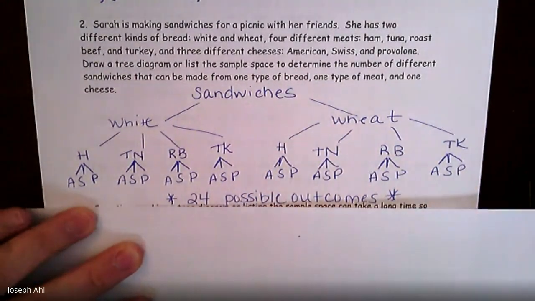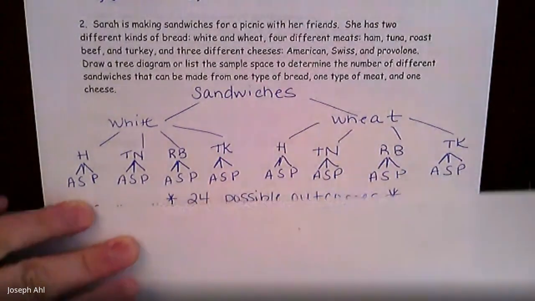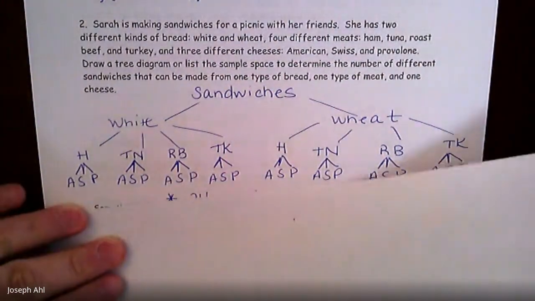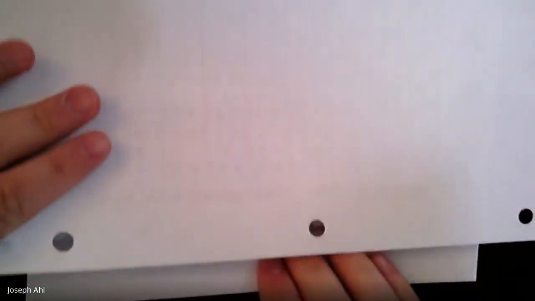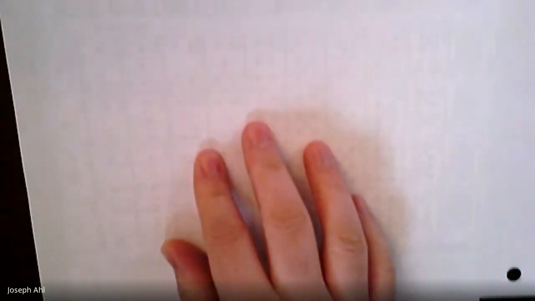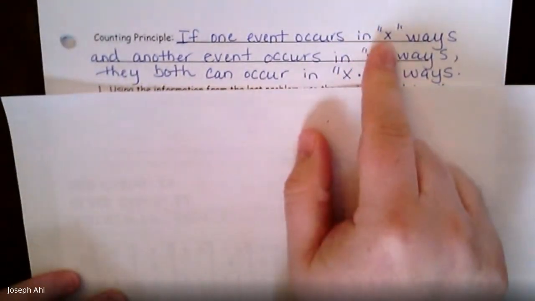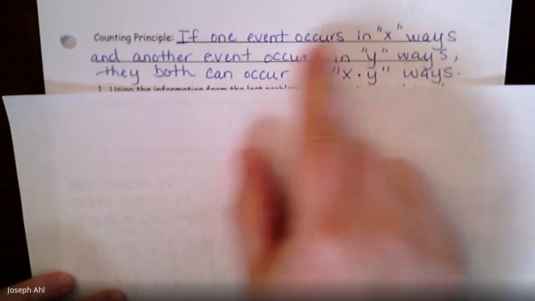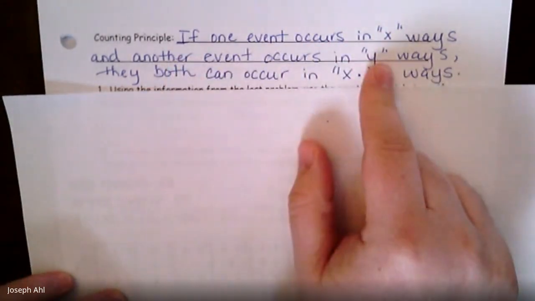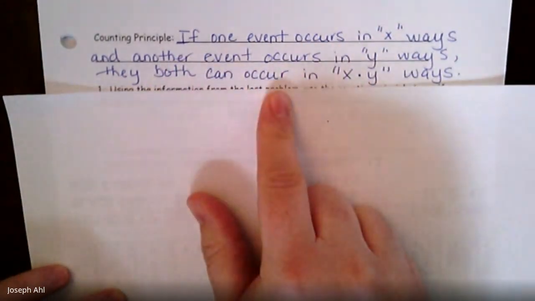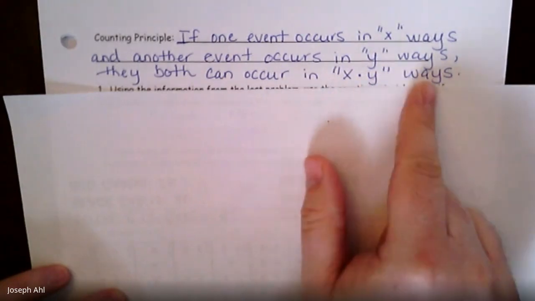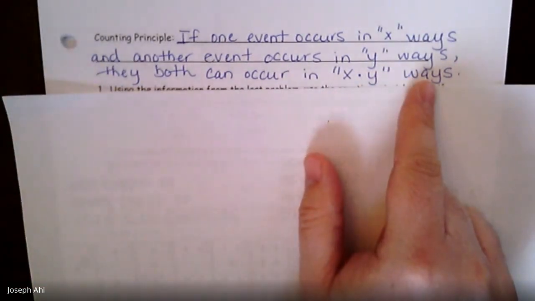So what that brings me to is something today called the counting principle. And you guys hopefully know the deal by now, that if anything goes too fast, just hit pause, get caught up, and then go from there. So what is the counting principle? The counting principle says if one event can occur in X number of ways and another event can occur in Y number of ways, then they can both occur in X times Y number of ways.